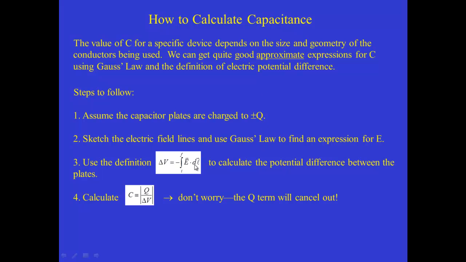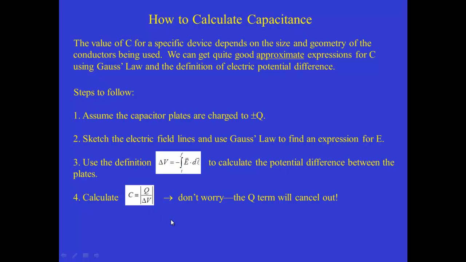And finally, we go back to the definition of capacitance, write that as Q over the expression that we've obtained for delta V, and take the absolute value because the capacitance is always a positive quantity, and that will give us an expression. You might wonder, what's going to happen to this Q? We just assumed a particular Q in starting. Well, the expression for the electric potential difference will always contain Q in it. So in all of the calculations that we can do easily, that Q will drop out.